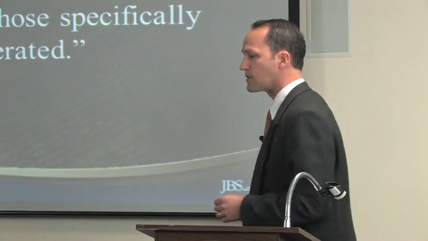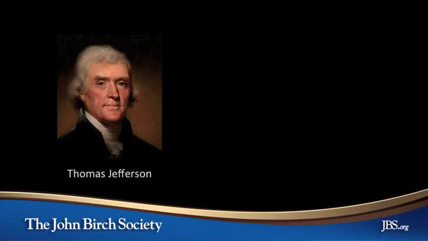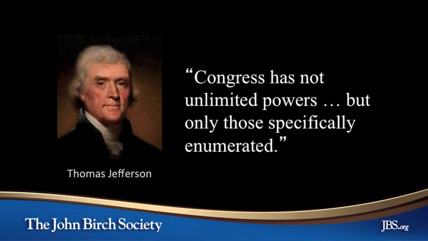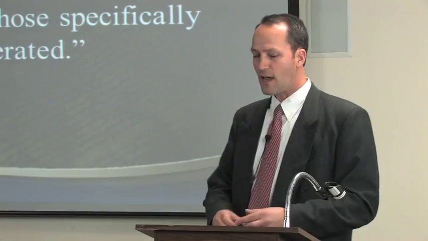So to begin with, I want to start off with a quote here from Thomas Jefferson, where he declares what his view on this question really was. "Congress has not unlimited powers, but only those specifically enumerated." Now the question I would ask is, if they're specifically enumerated, where would those be enumerated? Kind of an obvious question. That would be in the U.S. Constitution. That would be where we would look for that specific enumeration.